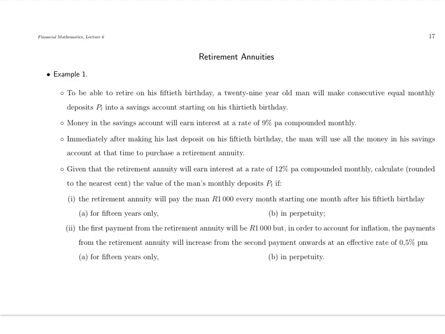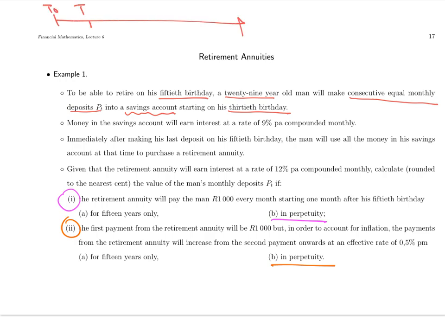Okay, now that I've explained case 3 and case 4, we can then complete B of the first part of the question, as well as B of the second part of the question. So let us just go through the wording of the question again very quickly. Remember that this person wanted to retire on his 50th birthday, and he's 29 now, and he wants to make consecutive equal monthly deposits of PT into a savings account on his 30th birthday. So T1 is when he makes the first deposit, and that's when he is 30. The question is, what is the value of T when he is 50, meaning how many deposits does he make?